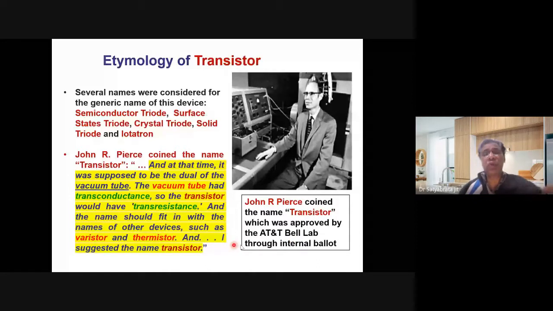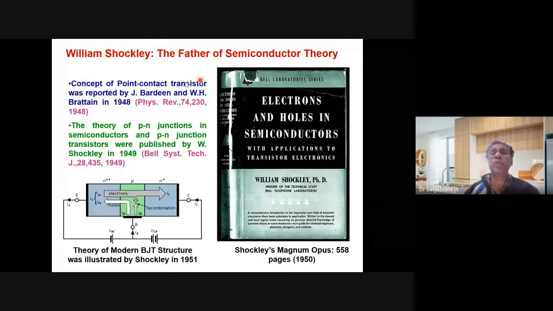So these are the small things which I would like to inform you through this lecture. J. R. Pierce gave the name of the transistor to this modern device. Now, William Shockley, that is another thing that you can consider, along with Bardeen and Brattain.